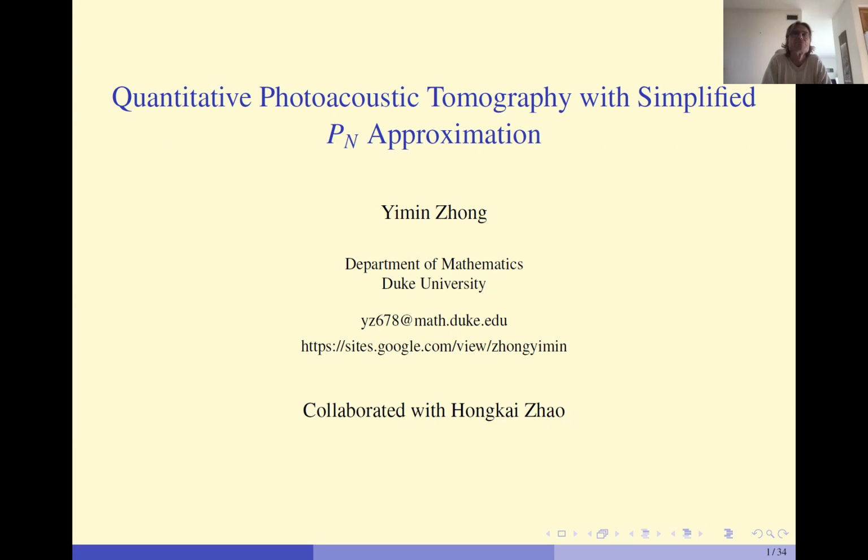Thanks for the invitation to this seminar. This is my second time giving a talk at this seminar, and today I'm going to talk about quantitative photoacoustic tomography with the so-called simplified PN approximation for the radiative transport model. This is joint work with Hong.